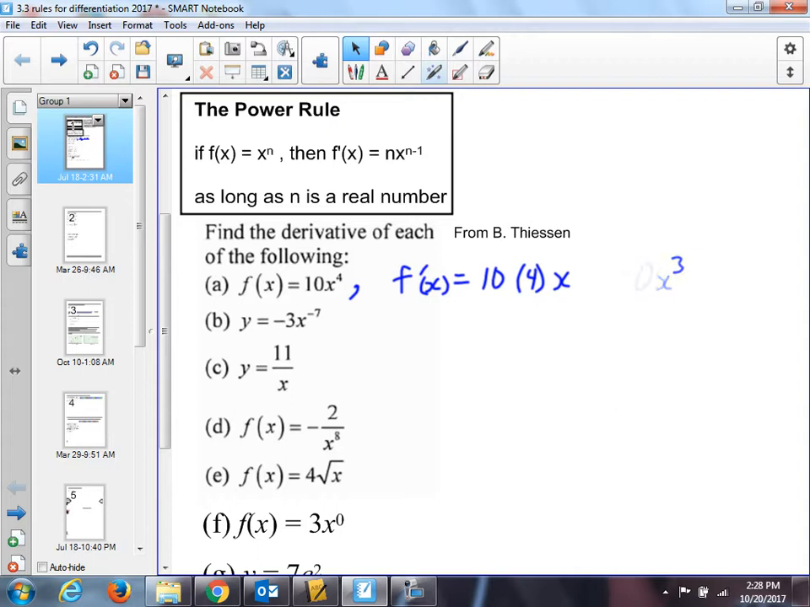So let's try this, but this time I'm going to use dy by dx notation, only because y equals suggests that maybe I should use that notation. It's not f.